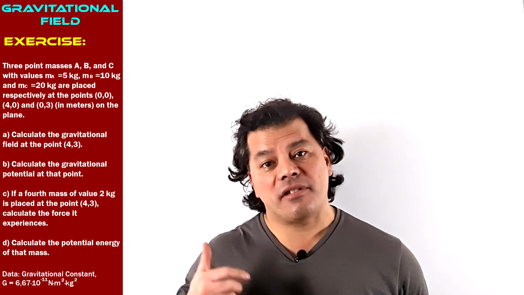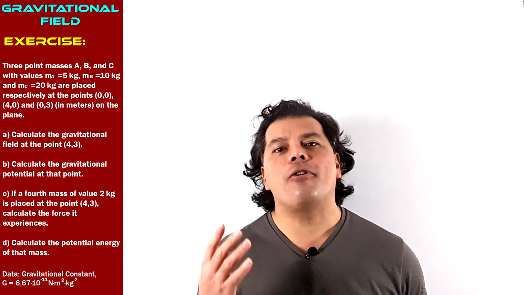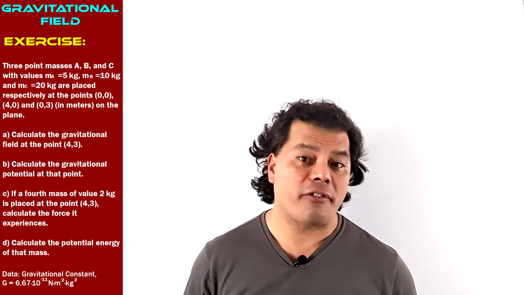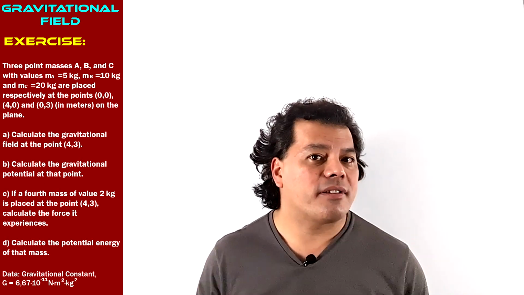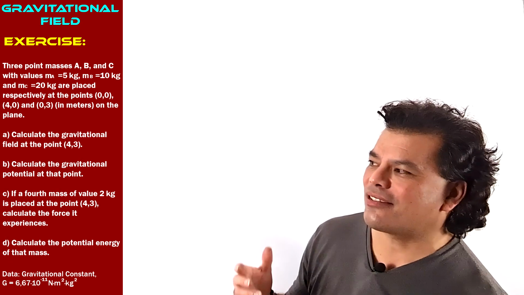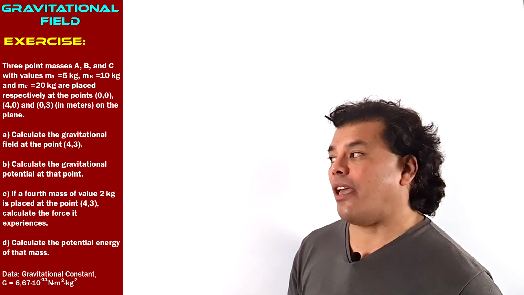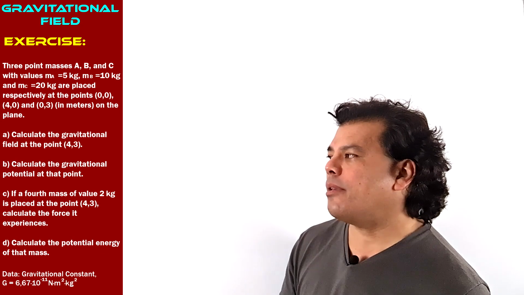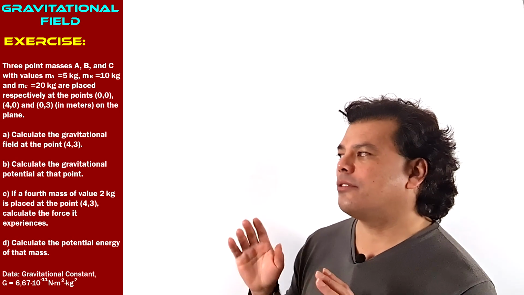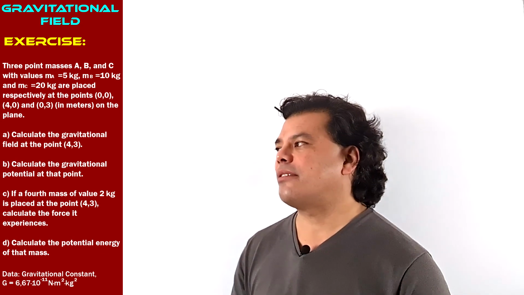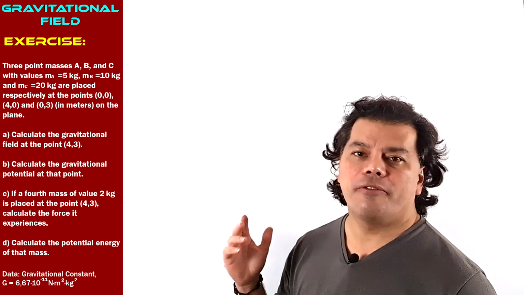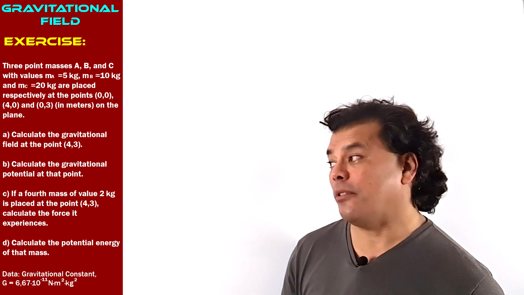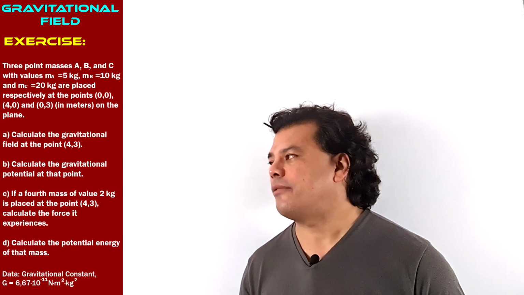I wanted to give you this exercise because we are dealing with the four most important magnitudes in gravitation. And like always, let's read the statement together. It says, 3 point masses A, B, and C with values Ma 5 kilograms, Mb 10 kilograms, and Mc 20 kilograms are placed at the points (0, 0), (4, 0), and (0, 3) meters on the plane respectively.